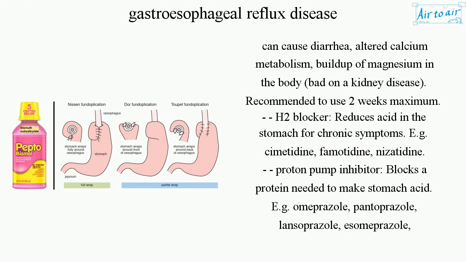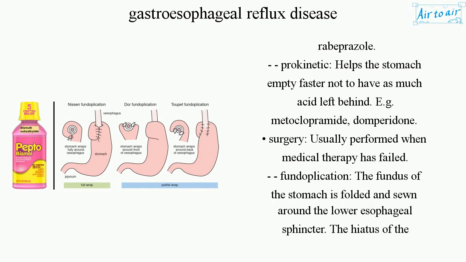H2 blocker reduces acid in the stomach for chronic symptoms, e.g. cimetidine, famotidine, nizatidine. Proton pump inhibitor blocks a protein needed to make stomach acid, e.g. omeprazole, pantoprazole, lansoprazole, esomeprazole, rabeprazole. Prokinetic helps the stomach empty faster, so as not to have as much acid left behind, e.g. metoclopramide, domperidone. Surgery, usually performed when medical therapy has failed.